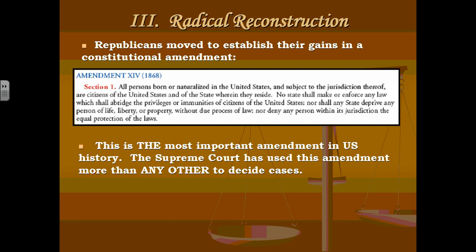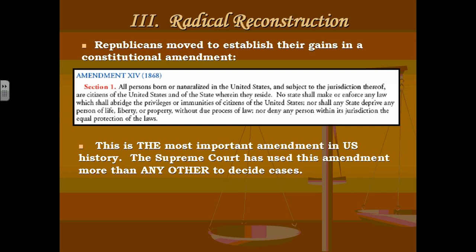This is the most important amendment in US history. The Supreme Court has used this amendment more than any other to decide cases. There are 3 sections to it. The one that's important to us is Section 1. All persons born or naturalized in the United States and subject to the jurisdiction thereof are citizens of the United States and of the state wherein they reside.